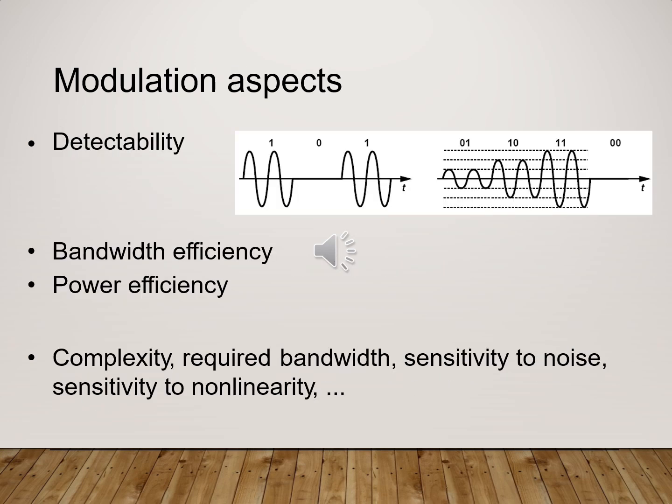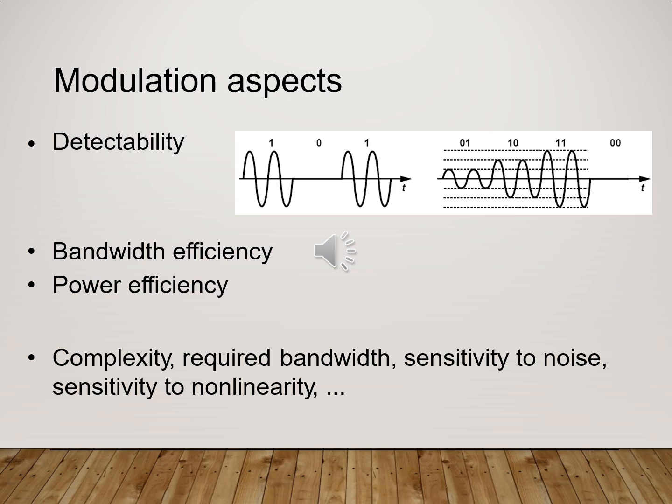Modulation aspects are just some elements we have to take into account when we choose what modulation we're going to use. Detectability is the first one, and it is very important. For binary, like the first image here, it is 101, which is in fact sending cosine, then sending nothing, then sending cosine, and so on. This is what we call a two-level system, or binary system.